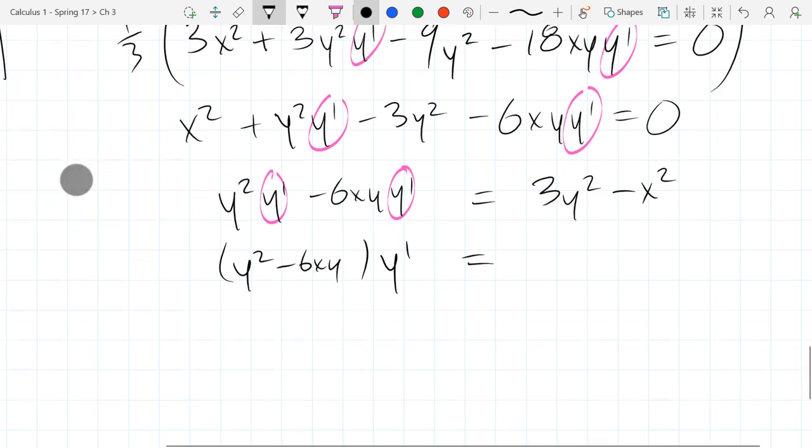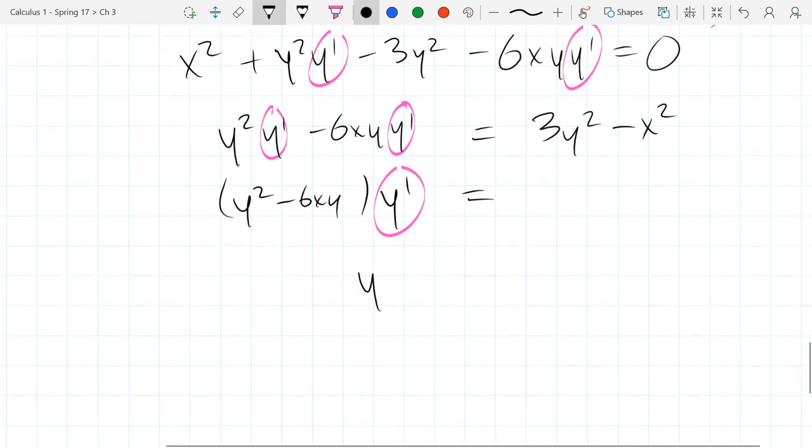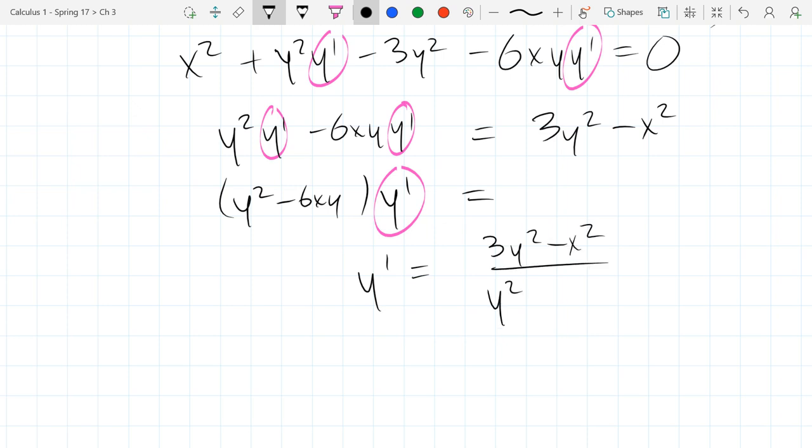What is the last step? So y is in one place, y prime is in one place, we just divide. So we just have to unmultiply this. So y prime equals 3y squared minus x squared divided by y squared minus 6xy.